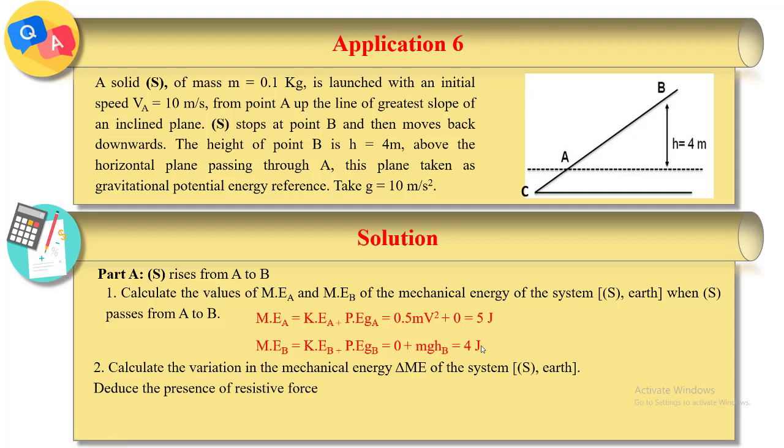The next question is to determine the variation in the mechanical energy. Then we have to deduce the presence of the resistive force. The variation in the mechanical energy is equal to the mechanical energy at point B minus the mechanical energy at point A. So 4 minus 5 is equal to minus 1 joule. It is less than 0, so the resistive force exists.